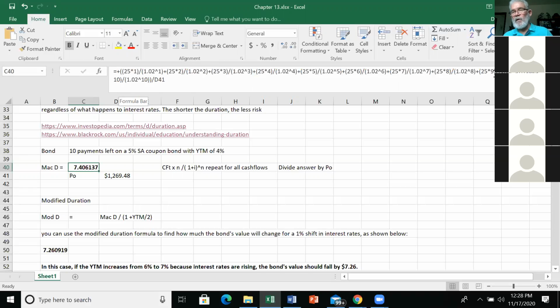And then the last one is going to be $1,025, because that's the maturity value plus the last coupon payment, times number 10, because that's the 10th payment, divided by 1.02 raised to the 10th power. And then you divide the whole thing by the price of the bond, which is right here. So the MACD for this came out to be 7.04. And since we're doing this on semi-annual payments, these are semi-annual periods. So it's a little over 3.5 years out of the 5 to get your money back. And that's duration.